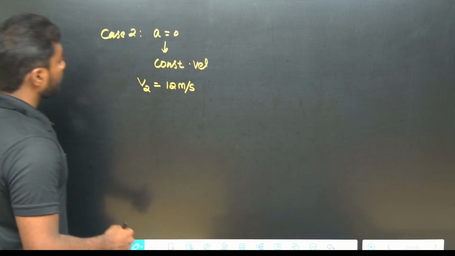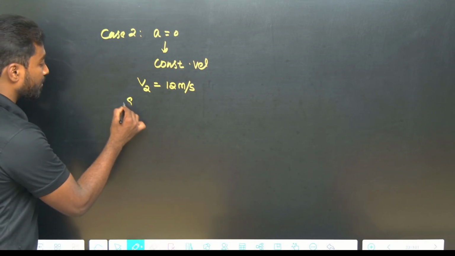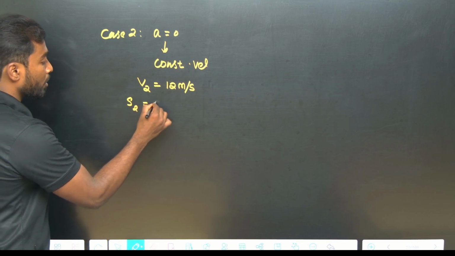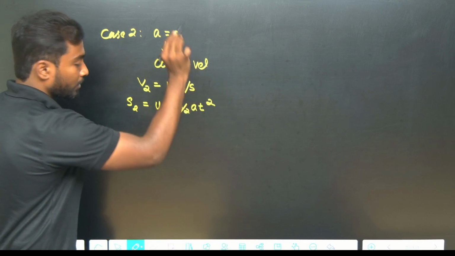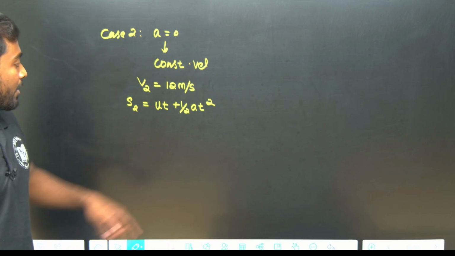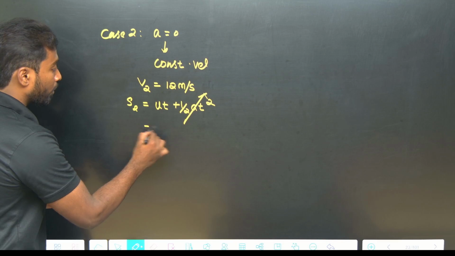What is the displacement? Displacement S2 = ut + ½at². Where a is 0, I can neglect this term totally. And what is u? It is 12.